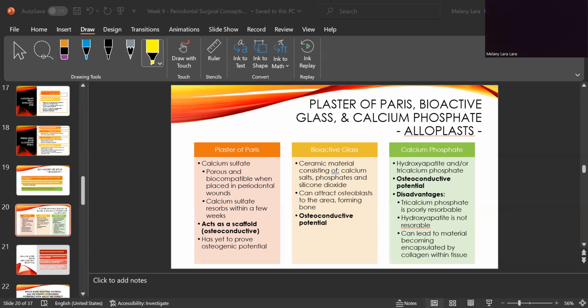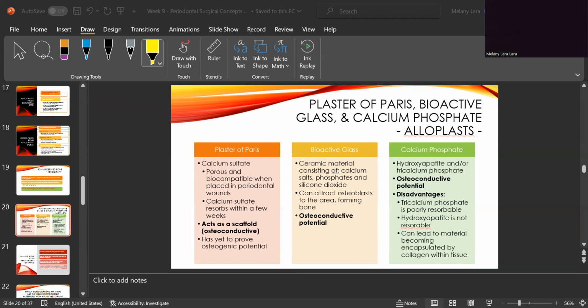So this one is really acting as the osteoconductive potential. We don't have the ability to provide osteogenic potential with this stuff, which makes sense. It's not a living material, right? It's plastic, calcium sulfate, synthetic, right?